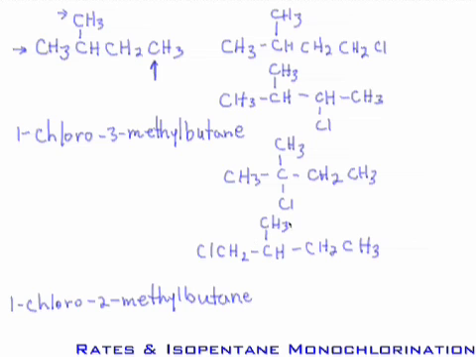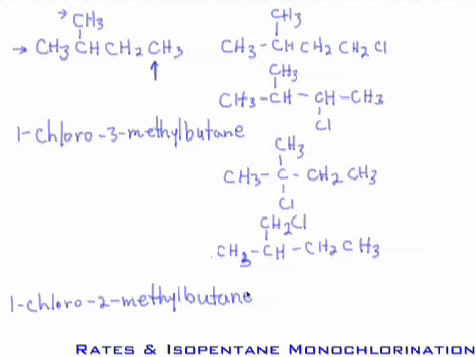Okay, what if I put the chlorine up here? What if I went CH2Cl and made this guy CH3? Is that different? Well, name it. 1, 2, 3, 4. It's 1-chloro-2-methyl again. It's the same. So there are 4 monochlorinated products.